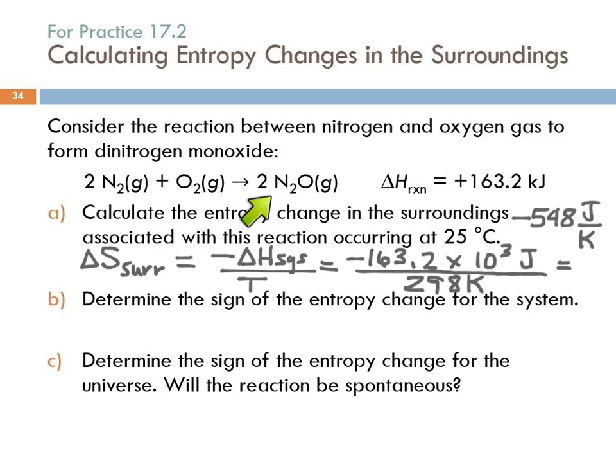Just looking at the reaction, how can we figure out if the entropy is positive or negative? Moles of gas. How many moles of gas on the reactant side? 3. And how many on the right side, product side? 2. The number of moles of gas goes down.